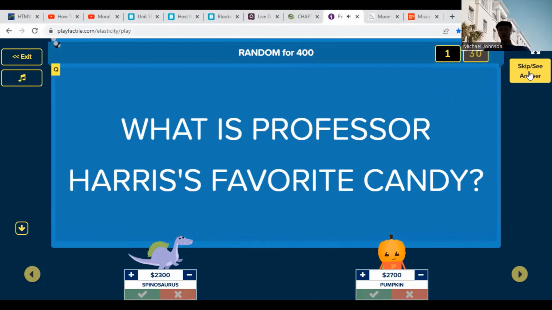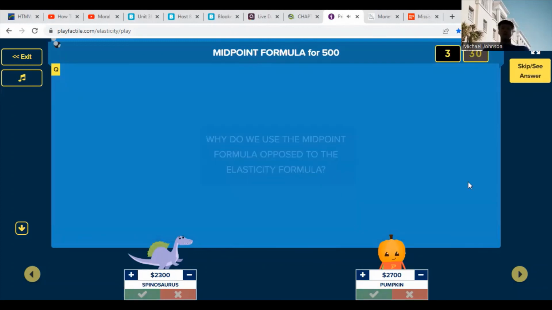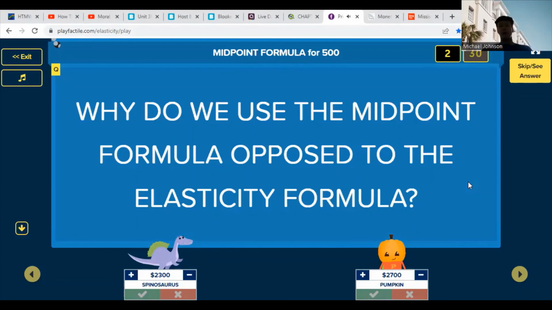So why do we use the midpoint formula as opposed to the elasticity formula? This is a tough one. You can use Google to search for it. It's a tough question. You can do research on the side to figure it out.